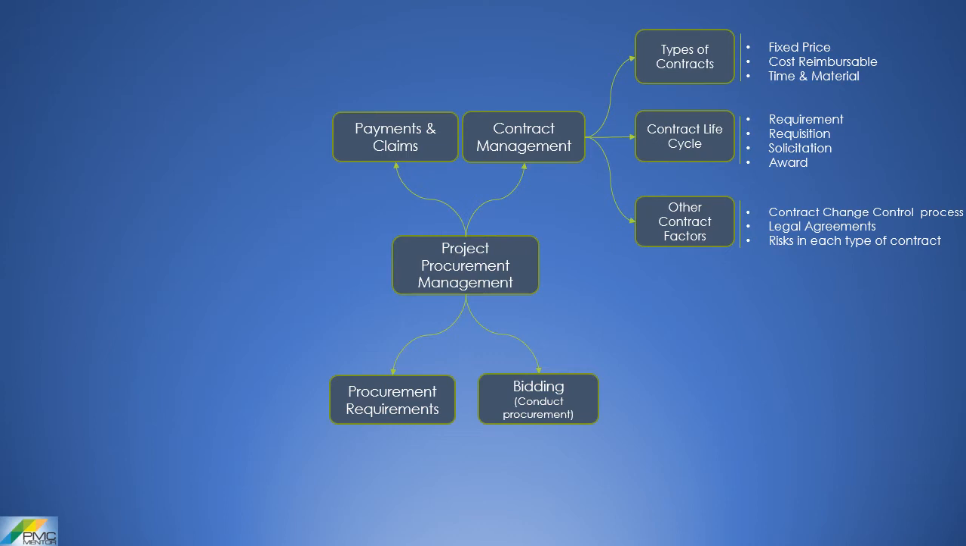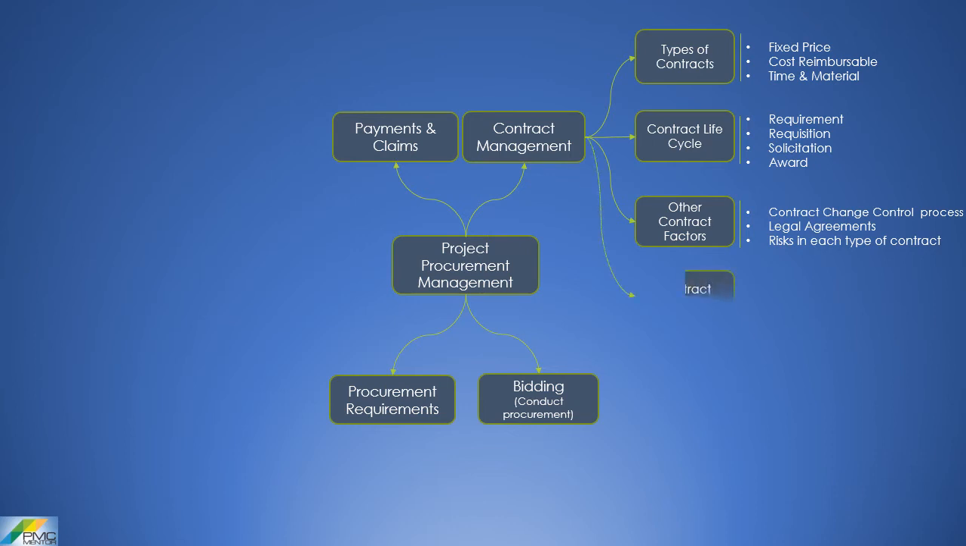Moreover, contracts are legal agreements, so every communication between buyer and seller should be recorded, to be used as reference in future, as needed. It is also very important to understand that each type of contract carries some kind of risk for both buyer and seller. Fixed price types of contracts have highest risk for seller while lowest risk for buyer. On the contrary, cost reimbursable type of contracts have more risks for buyer than seller.